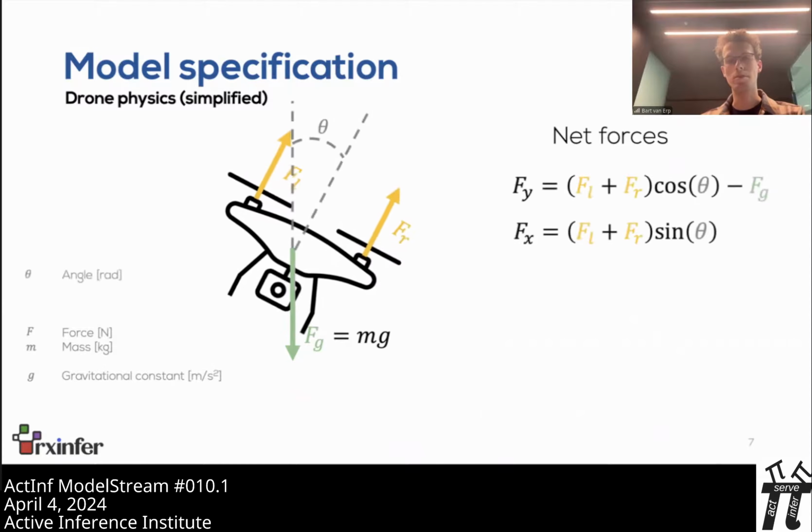But if we tilt the drone a bit with a certain angle theta, we actually see that this theta not only affects, of course, the vertical net force, but also the horizontal one. So based on this, we can obtain equations for this horizontal and vertical force acting upon the drone.